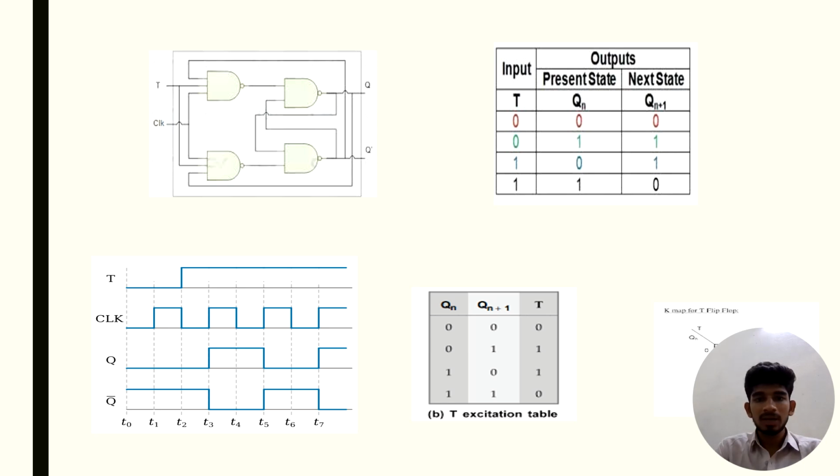The excitation table for T flip-flop is Qn, Qn plus 1, T. 0 0 for 0, 0 1 for 1, 1 0 for 1, 1 1 for 0.